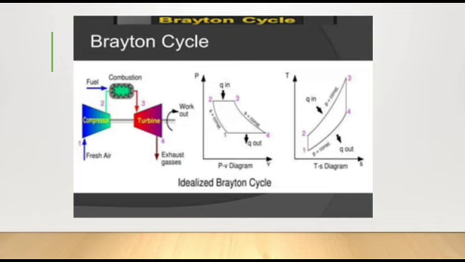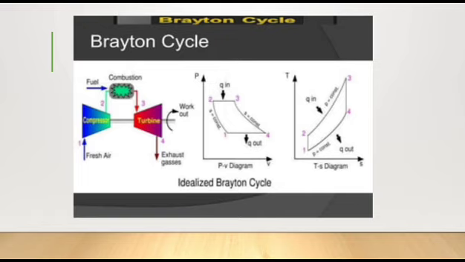In process 2 to 3, the compressed air is passed through a combustion chamber where fuel is injected and burned at a constant pressure P2, and the temperature increases from T2 to T3. Heat added Qs is equal to m into Cp into T3 minus T2.